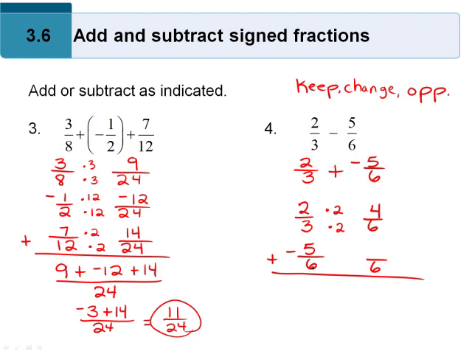Okay, and then down here on the bottom one, 6 divided by 6 is 1. So negative 5 times 1 is negative 5. Now, you've got a positive and a negative on your numerators there. So the rule is subtract and keep the sign of the larger number. So 5 minus 4 is 1, and it's going to be negative because the 5 is larger, over 6. And that would be it, negative 1/6.